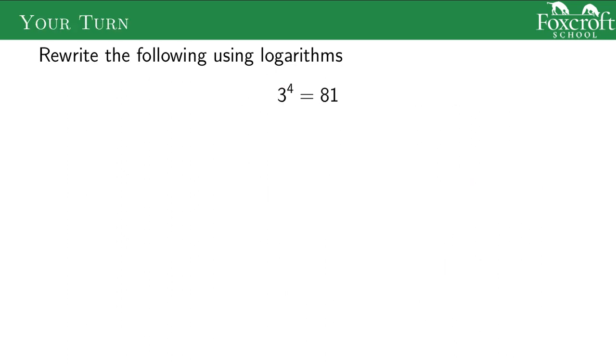So here's one for you to try on your own. 3 to the 4th equals 81. Again, you're going to rewrite it as a logarithm. And here's the answer you should get. Again, there's only 3 things to keep track of. The base stays the same. The thing in the exponent goes to the outside. The thing outside the 81 goes into the parentheses. Just keep track of those 3 things, and you can rewrite your exponential as a log.